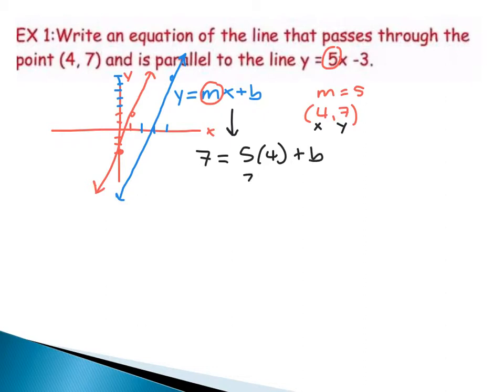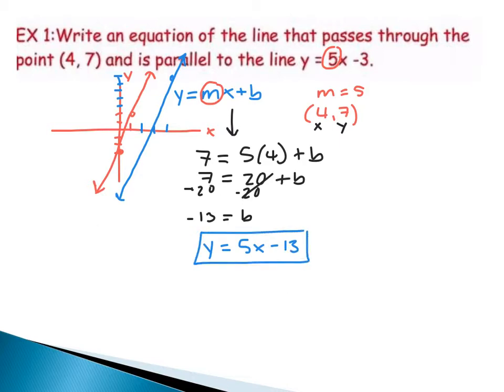So 5 times 4 is going to be 20. That's going to equal 7 plus b. I'm going to then solve for b by subtracting 20. And 7 minus 20 would be negative 13. And that's going to equal b. So I know that my equation of this line is going to be y equals, again, I'm going to leave y in there, 5x minus 13.